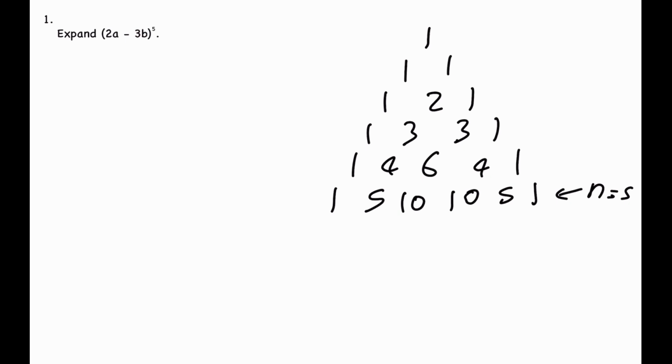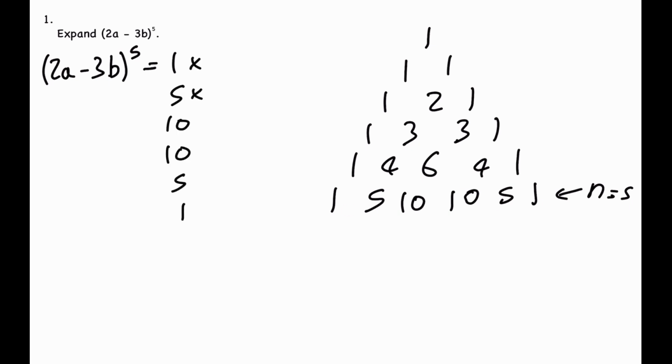So how we can write it would be 2a minus 3b to the power of 5 is equal to, and then we can write out all the coefficients in a column, so it's nice and easy. And now we can multiply them by increasing and decreasing powers of the two terms, so 2a or minus 3b. We can start off with 2a to the power of 5 times the minus 3b to the power of 0.